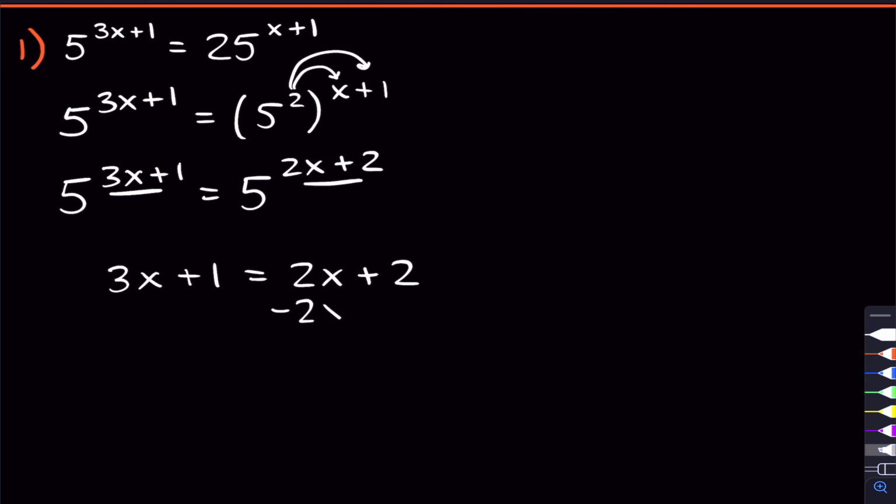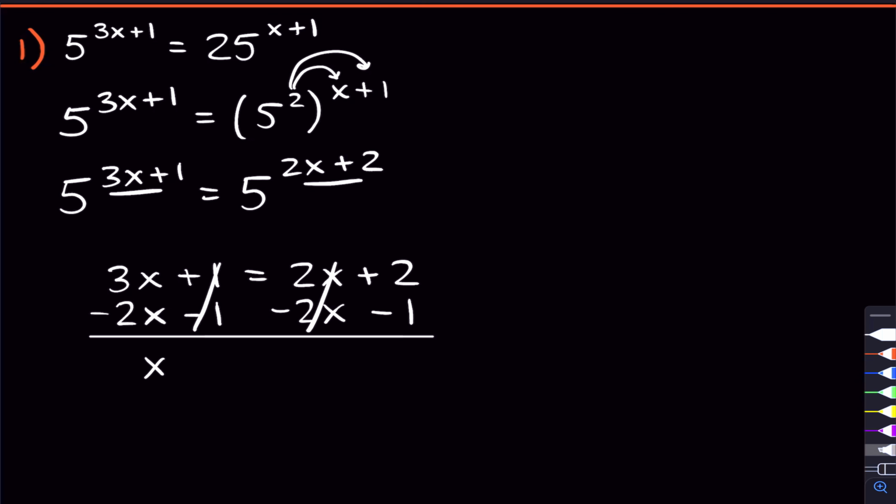And now that we have the exponents set equal, we can easily solve for x. So what I'm going to do is I'm going to subtract 2x on both sides to get all my x's to the left-hand side. And I'm going to want to get all my non-x pieces to the right-hand side, so I'm also going to subtract this 1 off. And so now I get 3x minus 2x, that's just x. And I have 2 minus 1 on the other side, and that's equal to 1. So for my first problem, I get that x is equal to 1.